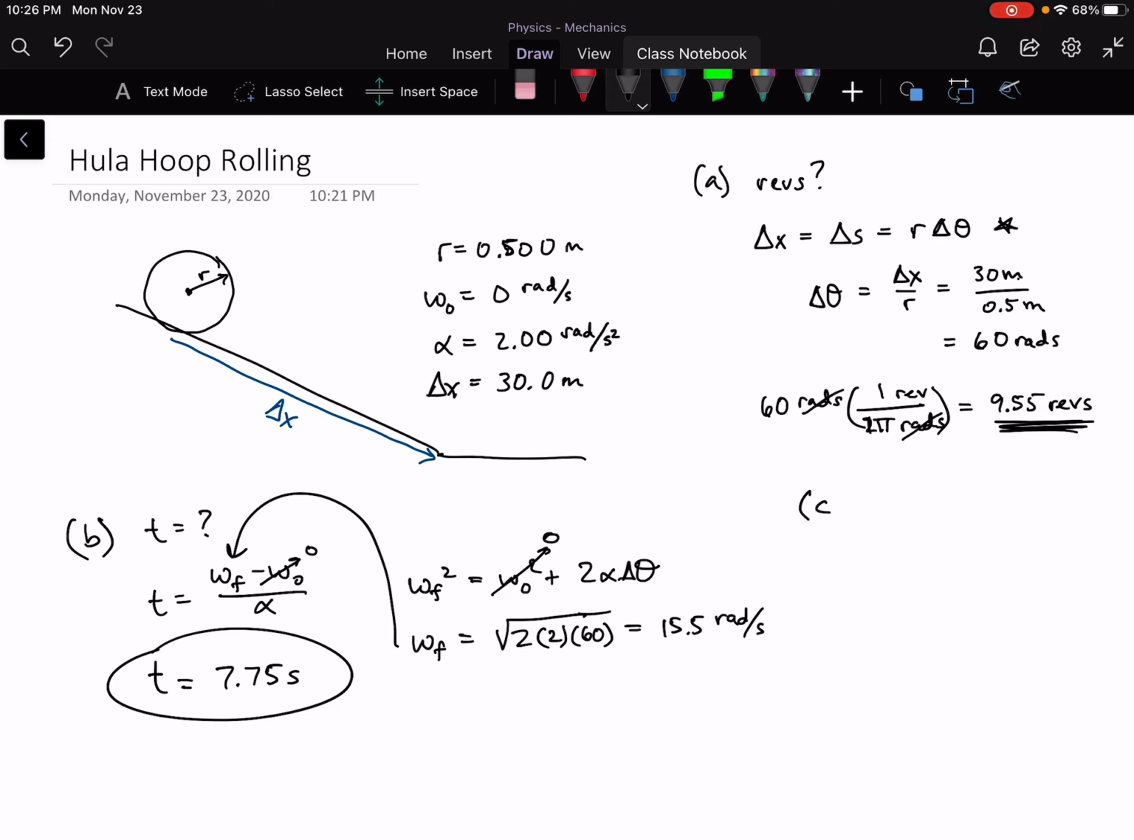Lastly, we're asked C, why is it important to specify that the hoop rolls without slipping on the hill? What would change about your calculations in part A if the hoop did slip? You may answer here or in your written work. Okay, so this was the connection. I think I mentioned this earlier. This is the thing that is dependent on rolling without slipping.